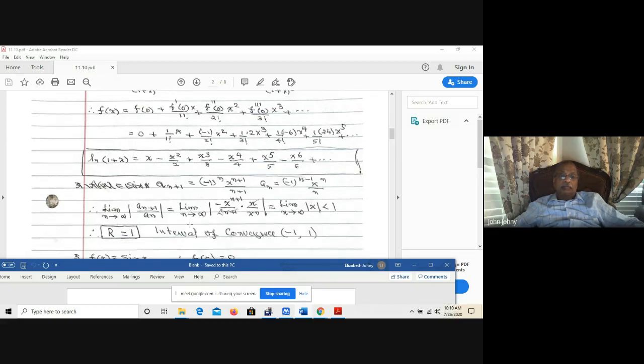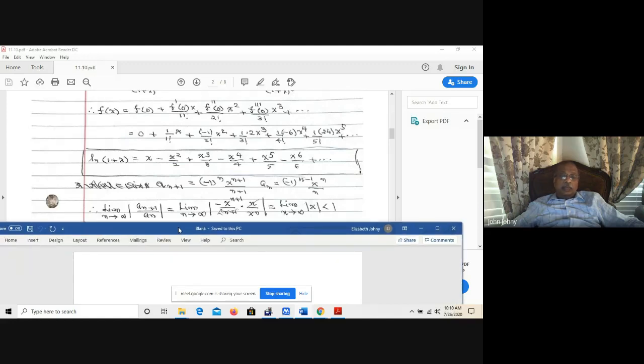Therefore, limit n approaches infinity of the absolute value of a n plus 1 over a n is equal to limit n approaches infinity of negative x to the power of n plus 1 over n plus 1 times n over x to the n. That is limit n approaches infinity, absolute value of x. You can simply discard the negatives because you are finding the absolute value. So n, this is absolute value of x, which is less than 1.